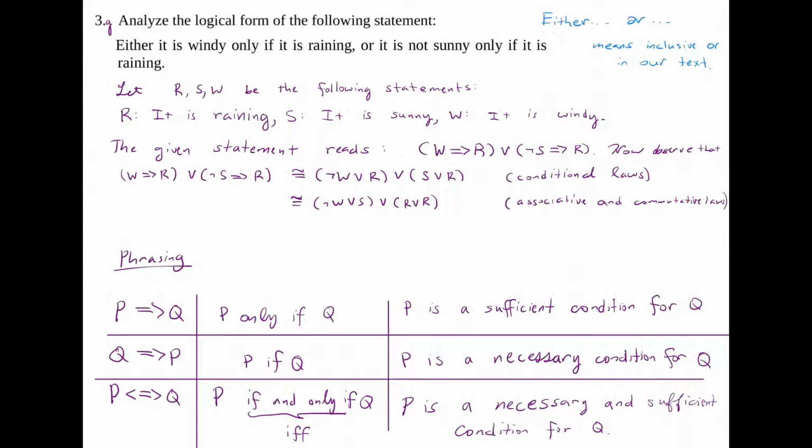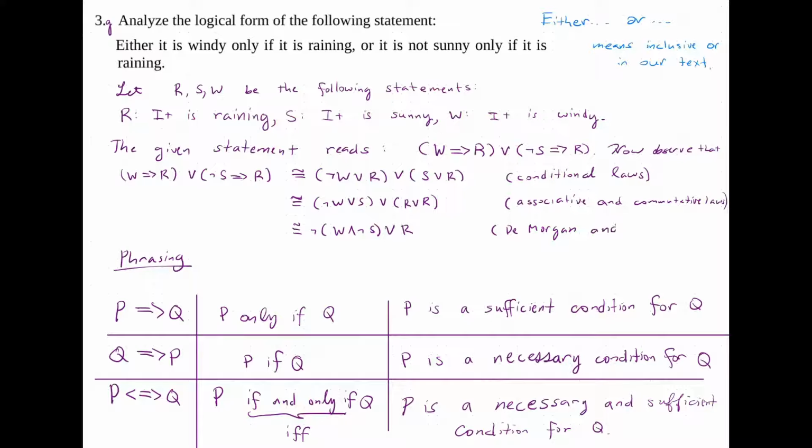So we have this here. But now R or R is just equivalent to R. So this is what we refer to in the book as the idempotent law. And we have not W or S, which, if we apply De Morgan's law, we can go ahead and extract a not out. So I'm going to extract a not, and that will give us a W and not S. And then, oops, that was supposed to be an or R. And so here we are using De Morgan.